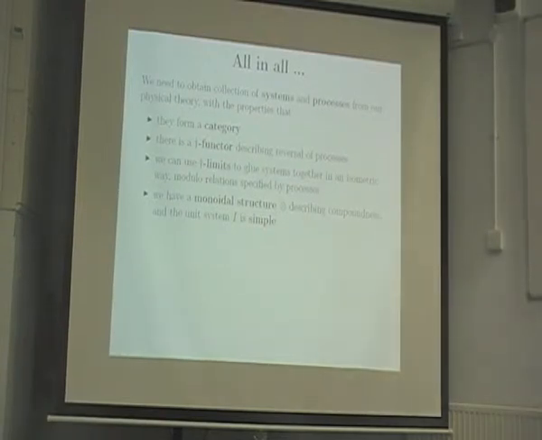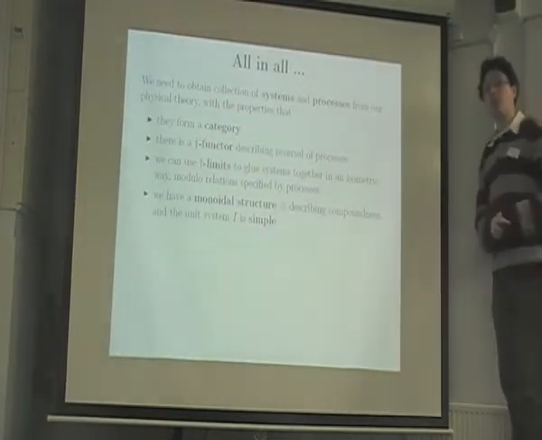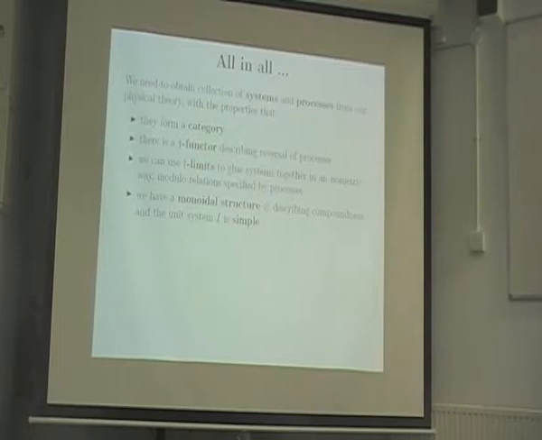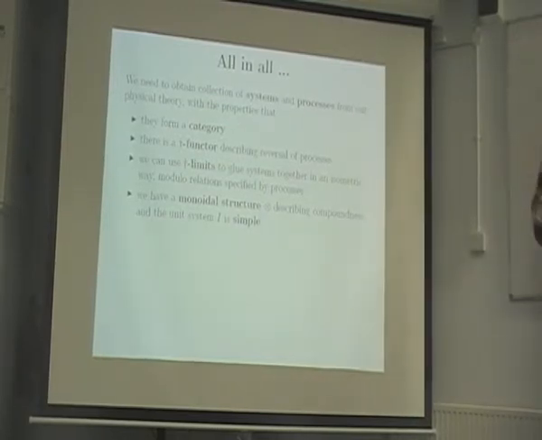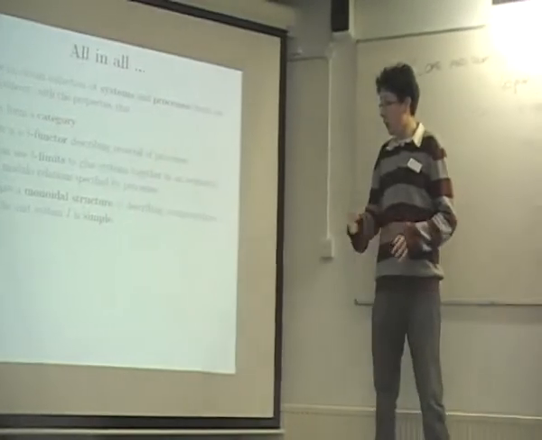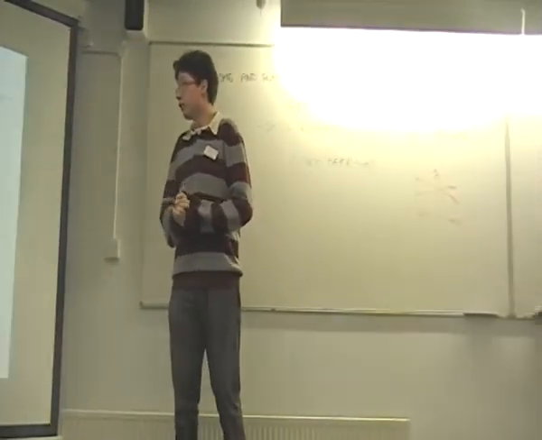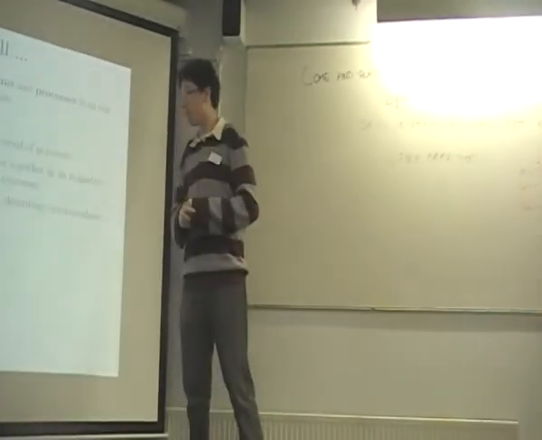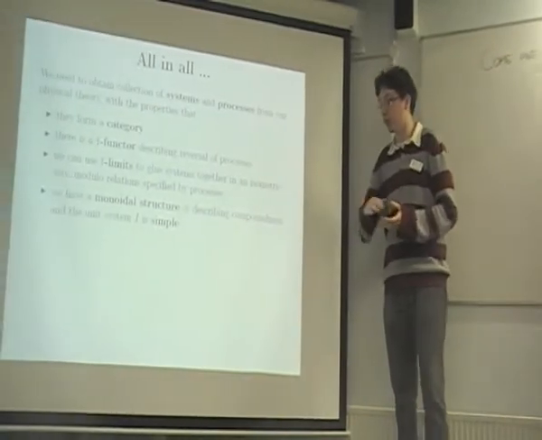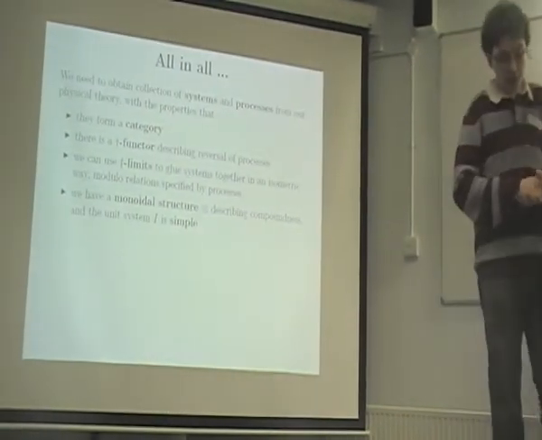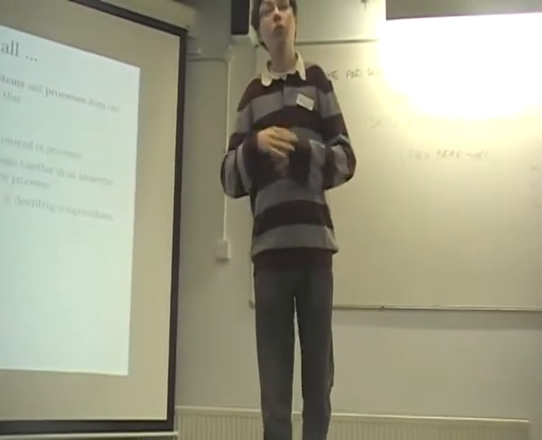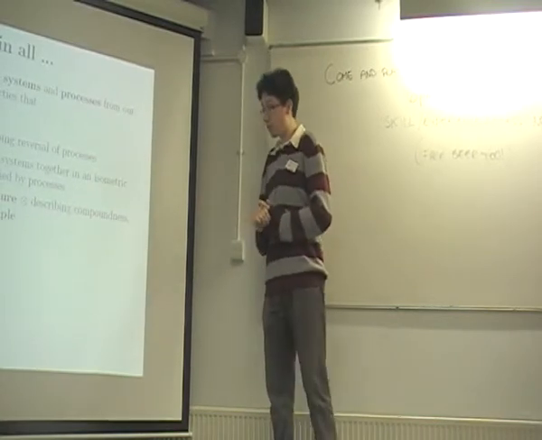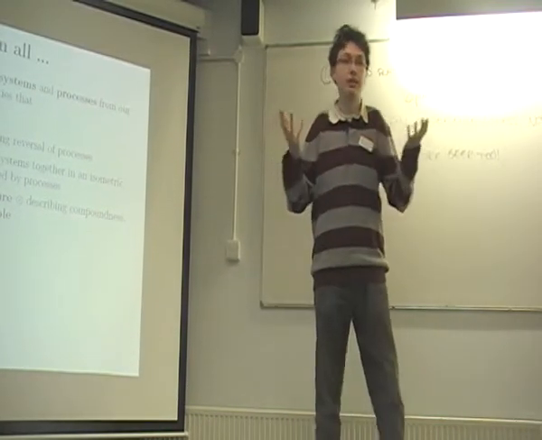So altogether, this is what we've got. We want a physical theory. We want to be able to take systems and processes from our physical theory, so they form a category, with a dagger functor, dagger limits to glue systems together in a nice way, and a monoidal structure. So the only extra thing here is the requirement that the unit system, which is this trivial system for this tensor operation, is simple. And what that means is that there's no non-trivial smaller system than this unit system I. It doesn't have any substrate. There's nothing else inside it other than itself.